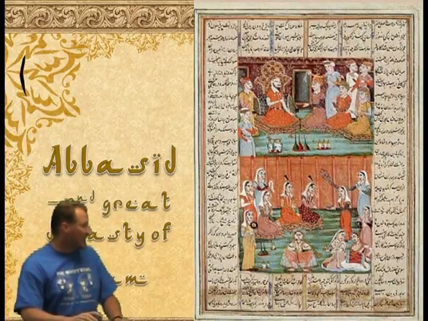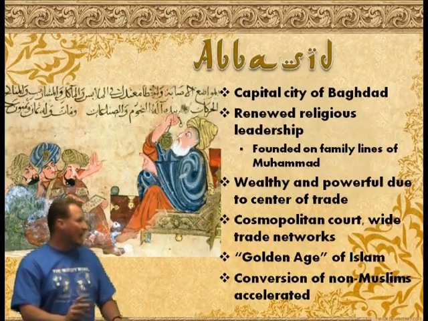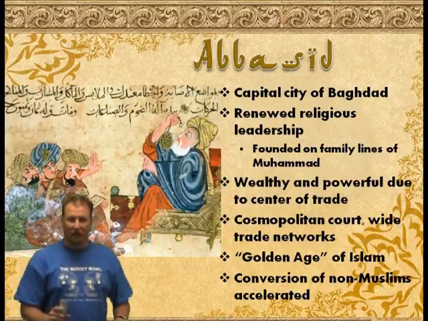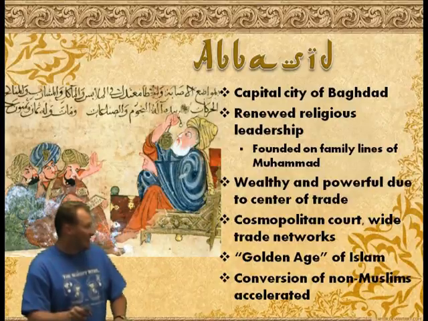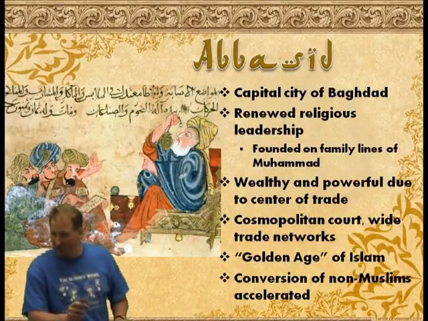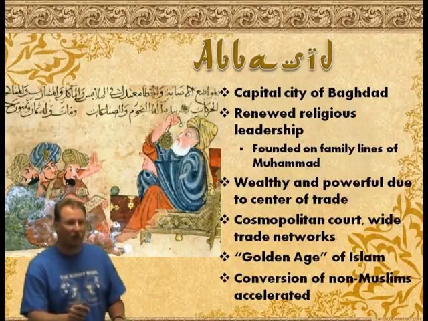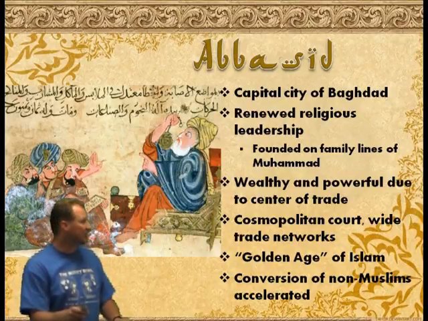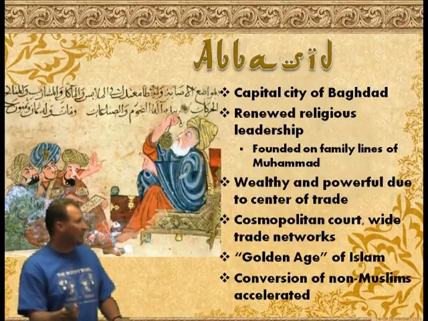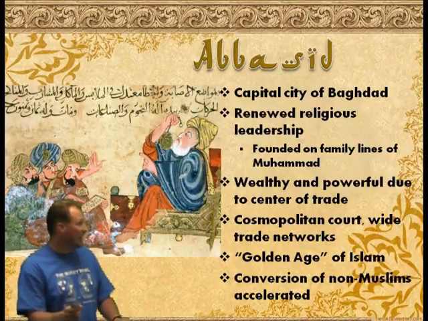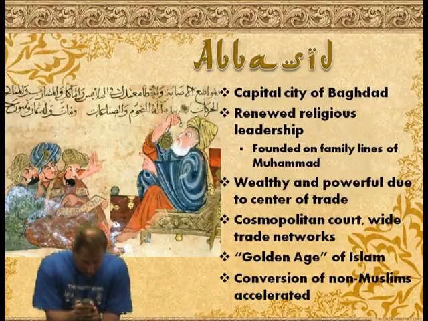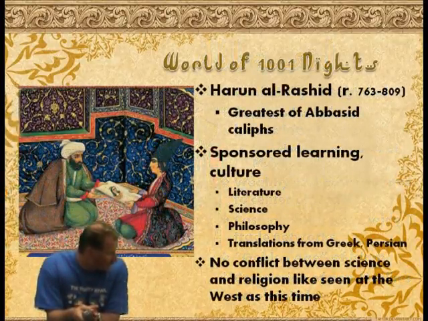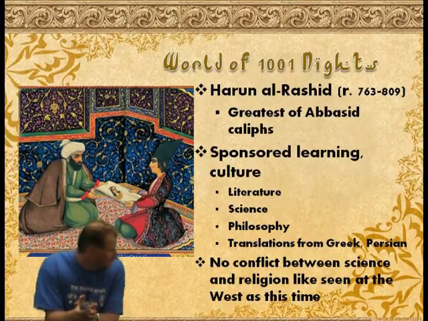Now, the second great dynasty is called the Abbasid, and the Abbasid are known as the Golden Age, okay? And you can see here, looking at this, this is called an astrolabe, we'll talk more about this, about sciences, mathematics, poetry, literature. This is a period where things are really going to reach their zenith. They're going to create a new capital city in Baghdad, and they're going to really start to work on conversion of those who are not Muslims.